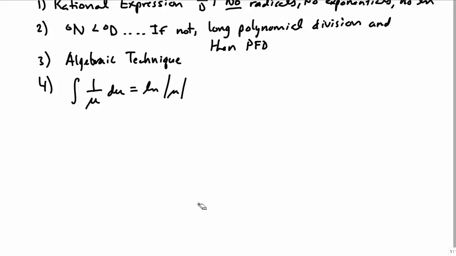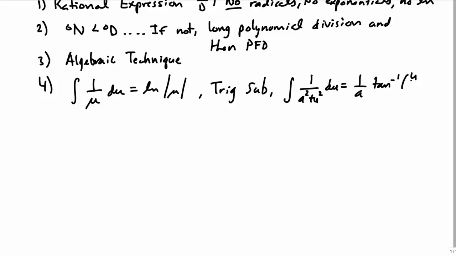A lot of times we'll be stuck with some trig sub. So trig sub could come up as well, which we learned in a previous section. And a lot of times we could just recognize a few forms too. Some of the forms that we look at from a previous section with trig integrals was the integral of 1 over a squared plus u squared du, which was 1 over a inverse tangent of u over a plus c. So this will come up a lot as well.